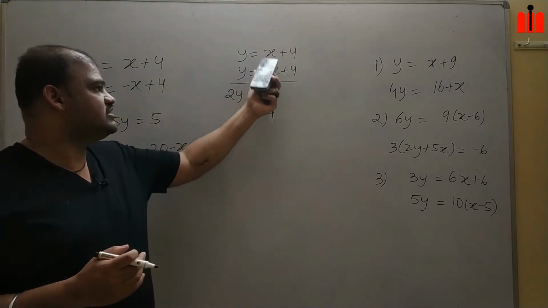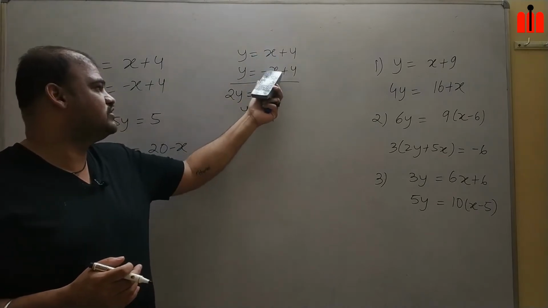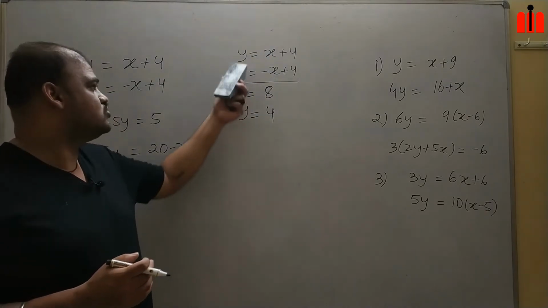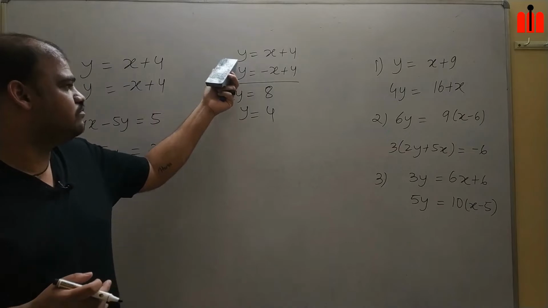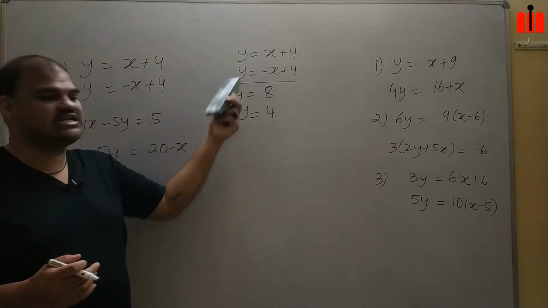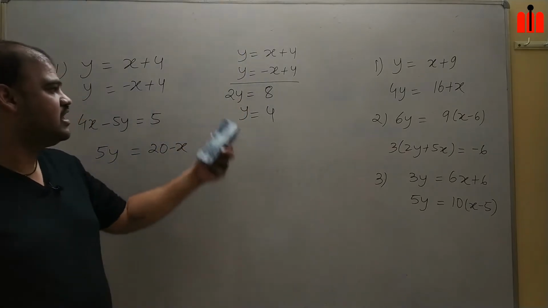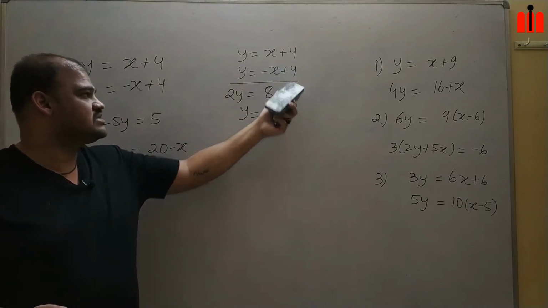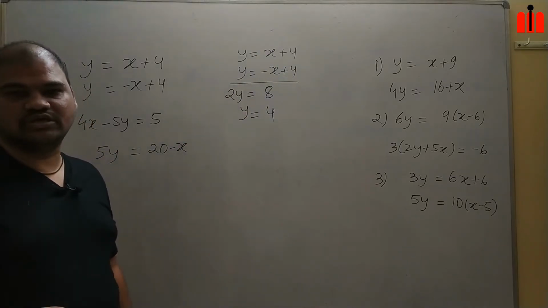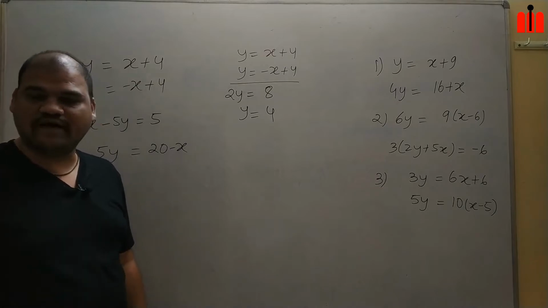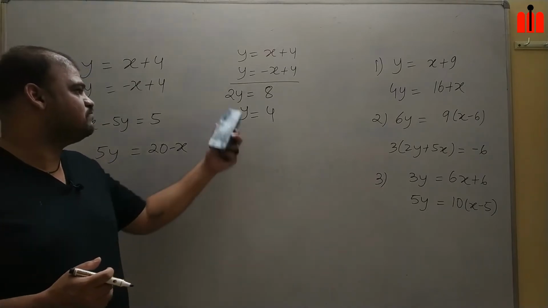So the variable coefficients you need to equate. Here the coefficients are the same, so I can do subtraction also, like y minus y. It will be subtracted and you would have got 2x plus 4 equal to 0. That would also have been one way of doing it.